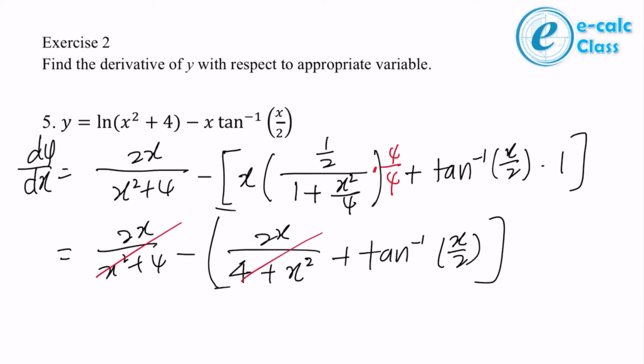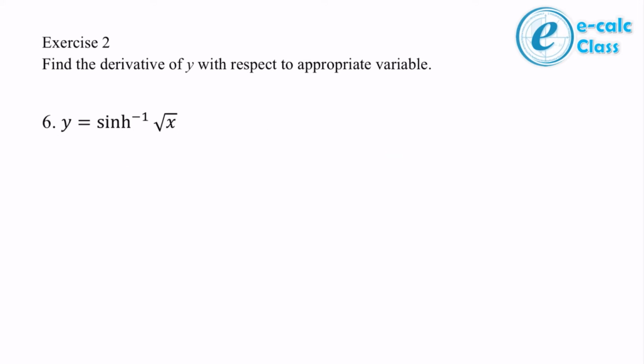Because this and that can cancel now, you can see it, and the answer will just be negative arctangent of x over 2, finish. Very nice. Next, okay, we have hyperbolic inverse.